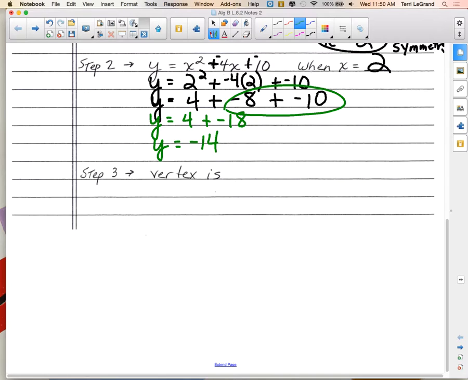Yeah, we found the y value, that's right. The y value of the vertex. So now we know that our vertex is what? Negative 2, negative 14.